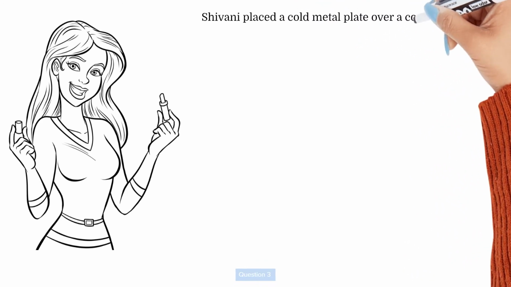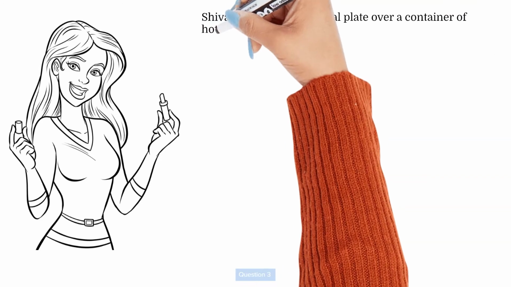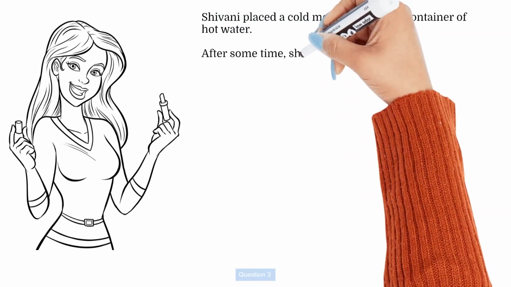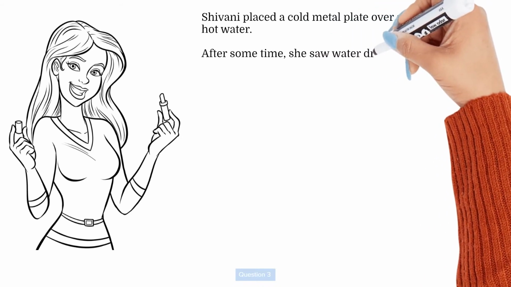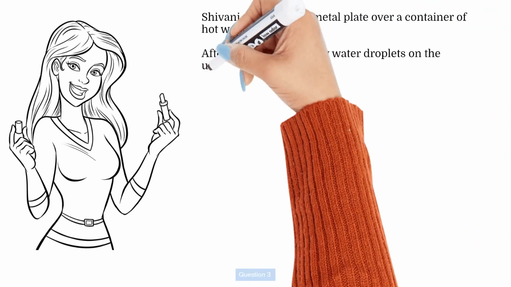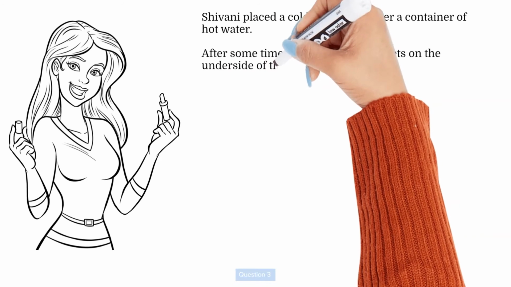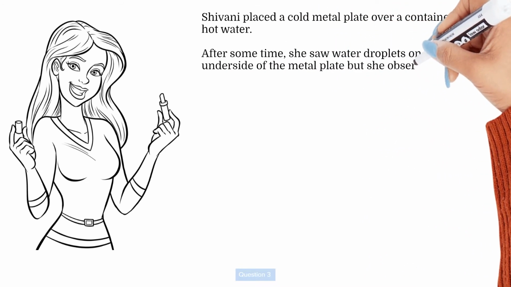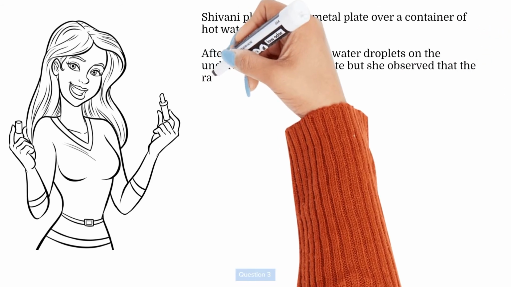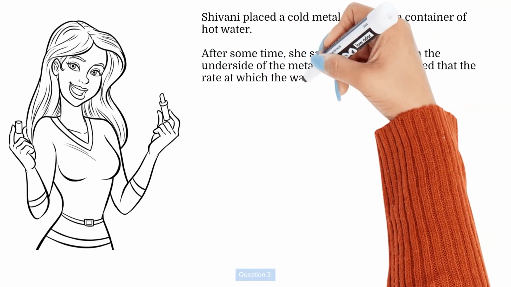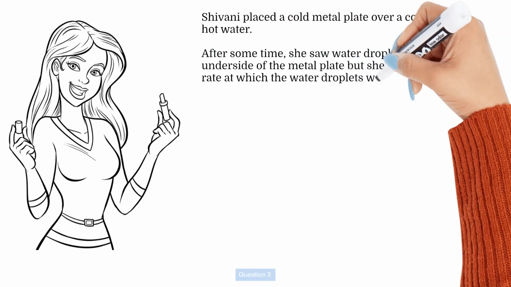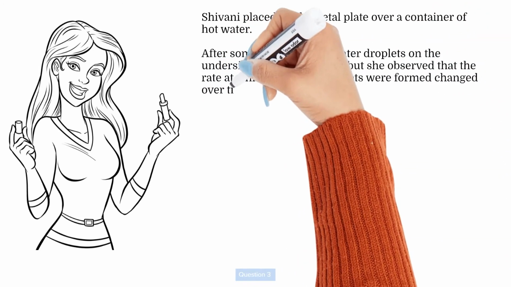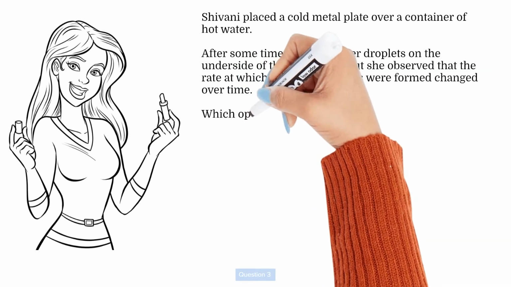Shivani placed a cold metal plate over a container of hot water. After some time, she saw water droplets on the underside of the metal plate. But she observed that the rate at which the water droplets were formed changed over time.